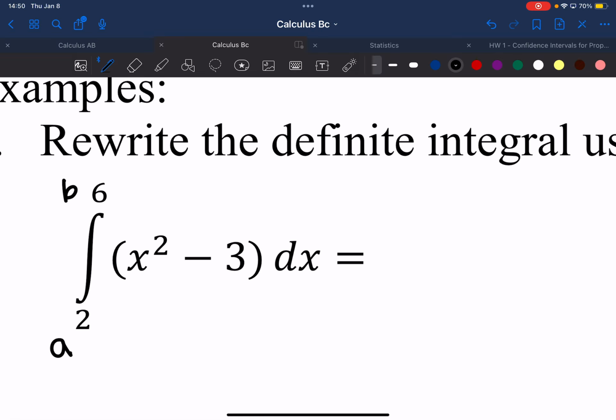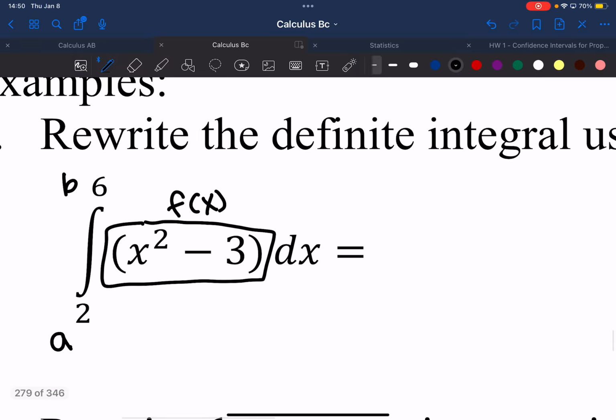X squared minus 3. Because remember, for the integral, it was f of x times dx, which means that entire thing in front has to be the function. So this entire thing is the function. So knowing that, we can now plug in what we know into the summation notation.